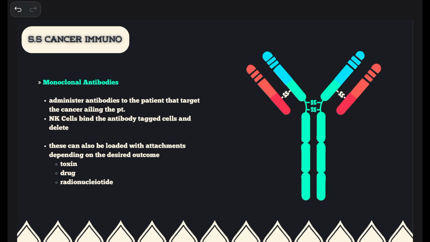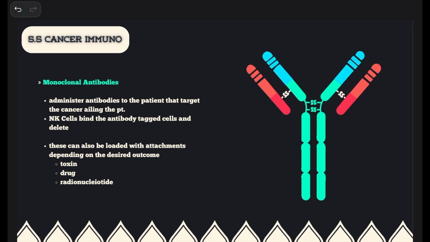So if there's a specific type of tumor that's expressing a specific type of receptor, I'll grow up a bunch of antibodies in a lab that target that receptor. And then hopefully I can get rid of that mass. What's cool about these is we can also load the FC portion with whatever the opposite of a care package is, right? With a lethal package, a toxin, a drug, or a radionucleotide.